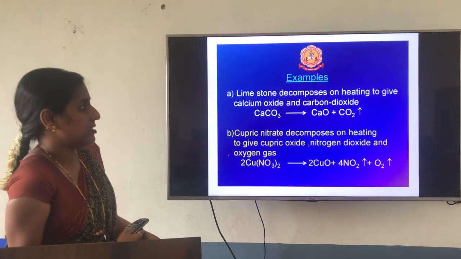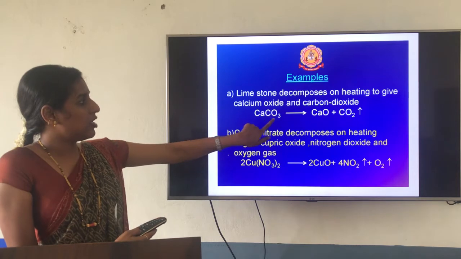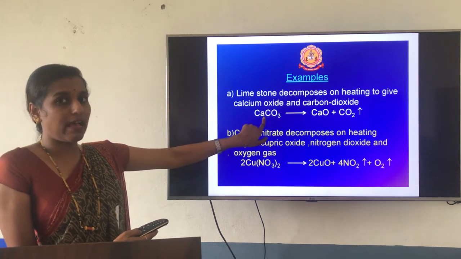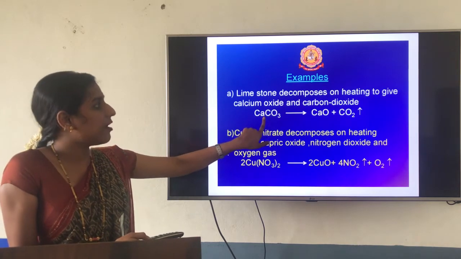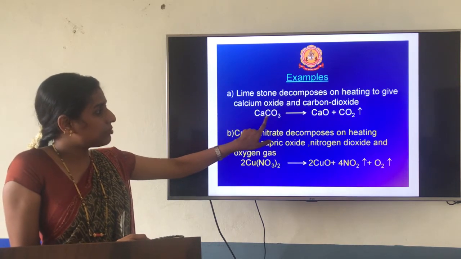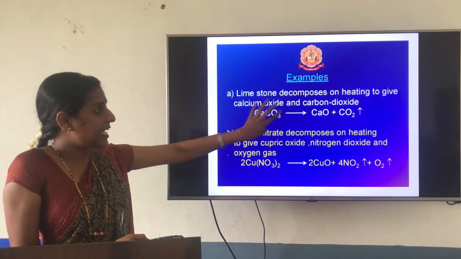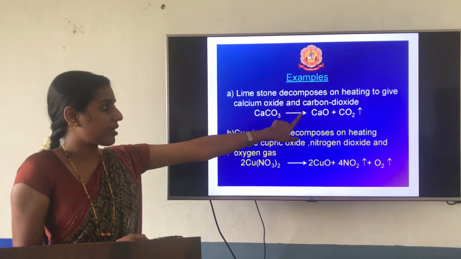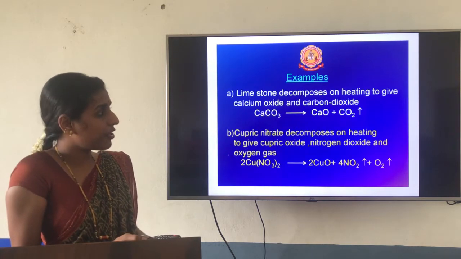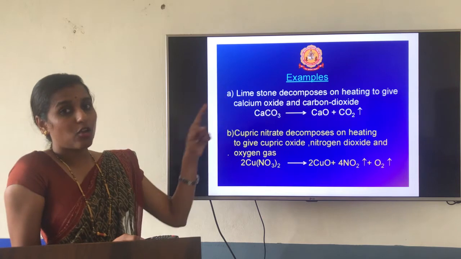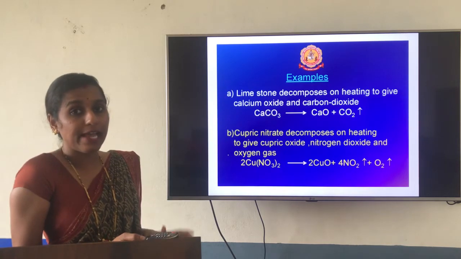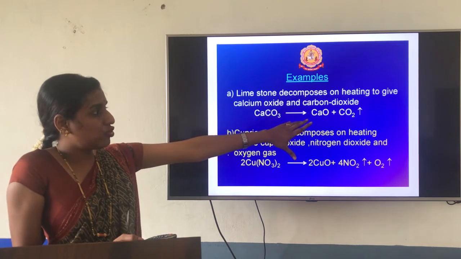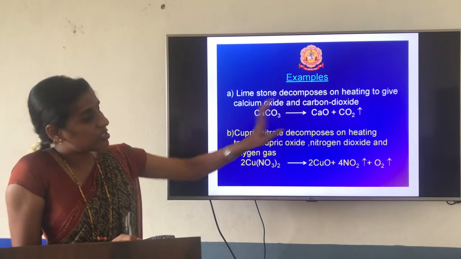We go with examples. The first example is limestone. Calcium carbonate is the formula of limestone. On heating, as I said, thermal decomposition is taking place here. So when you heat this calcium carbonate, it will decompose into two or more products. Calcium oxide as well as carbon dioxide you are going to get. The upward arrow mark on carbon dioxide shows the formation of a gaseous substance. So here the single substance has decomposed into two products.